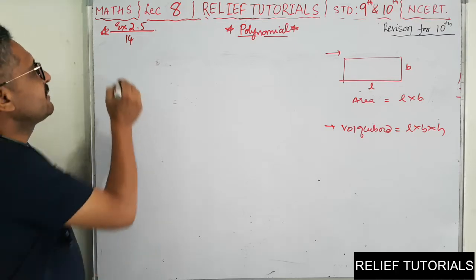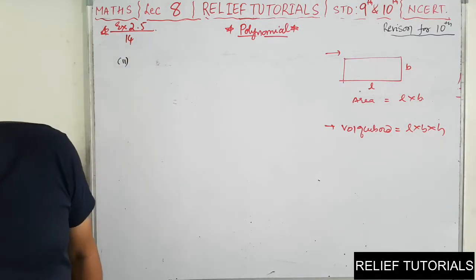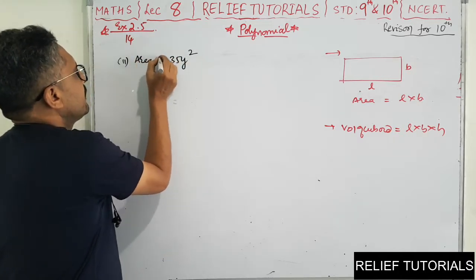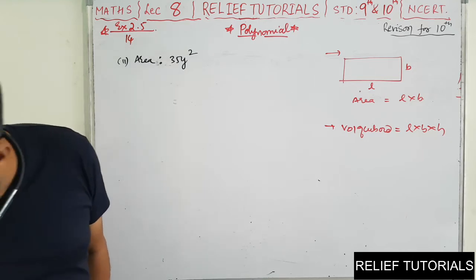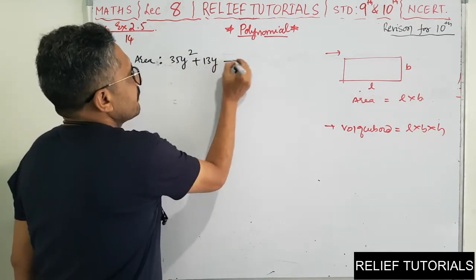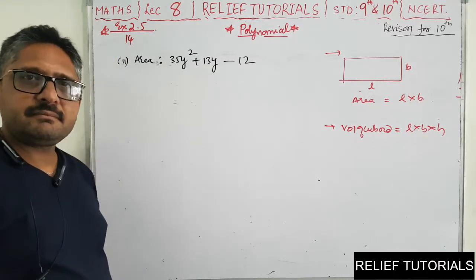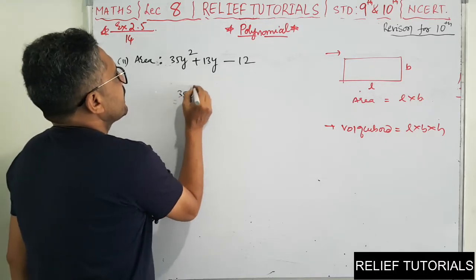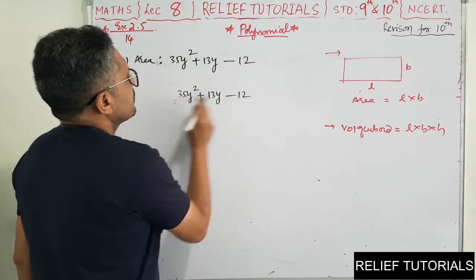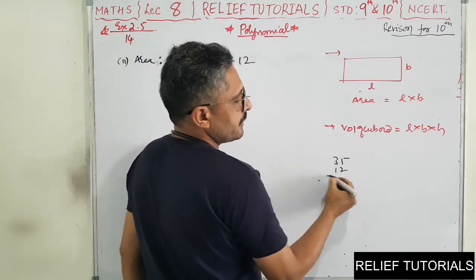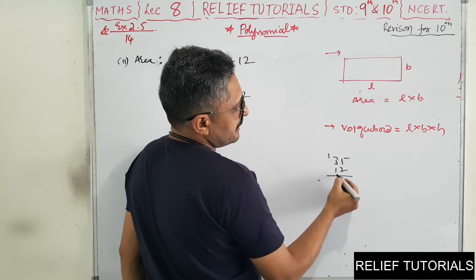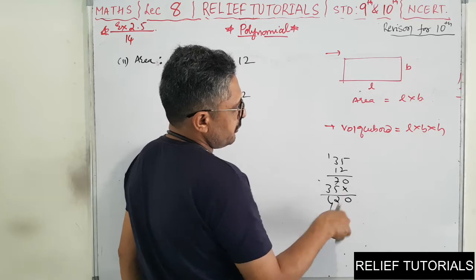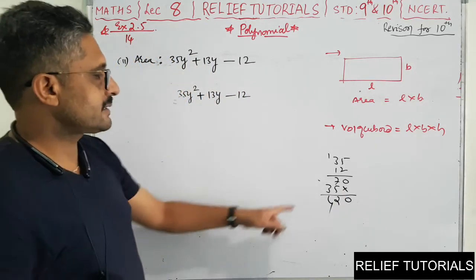Same thing, one more is given, second one. Area is 35y square plus 13y minus 2. So this is area. Now we will find the factors of this area. So 35y square plus 13y minus 2. So 35 into 12 we will find. 35 into 12: 5 2s are 10, carry 1, 7, 5, 3, so 0, 7 and 5, that is 12, carry 1, 420. So you have to find the factors of 420.